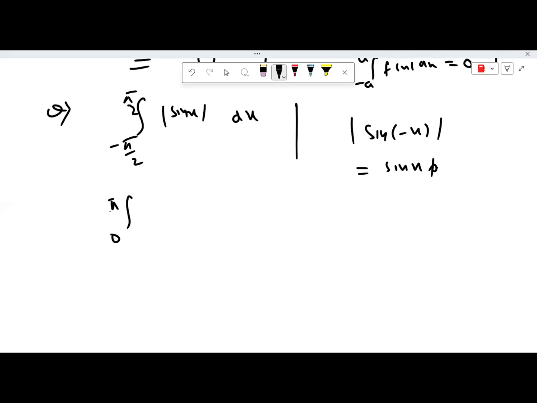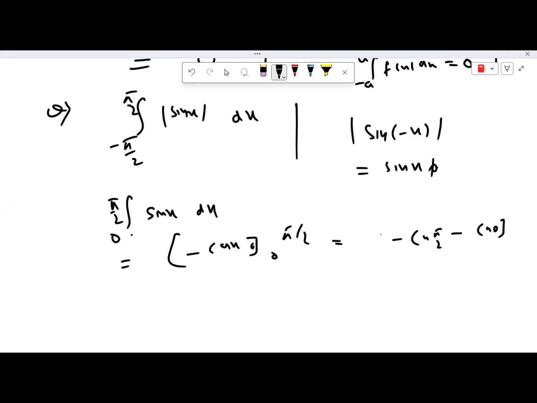So we can write 2 times the integral from 0 to pi by 2 of sine x dx, because from 0 to pi by 2, sine x is always positive. So we can open the modulus like this. So integration of sine x is minus cos x, from 0 to pi by 2. When you put pi by 2, you'll get minus cos pi by 2 minus of minus cos 0. So the answer is this.